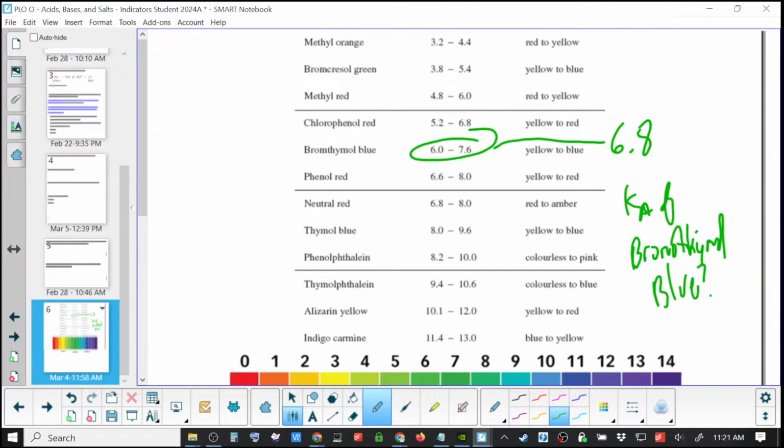They don't give you the Kas for these, but if I asked you for the Ka of that, you needed it for something. What if you know that the exact midpoint is 6.8? Then what's the Ka? 1.6 times 10 to the negative 7. There you go. All you did was take 10 to the minus 6.8, and you got the concentration ratio.